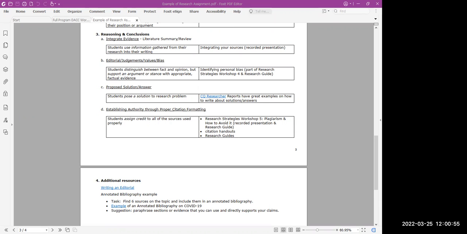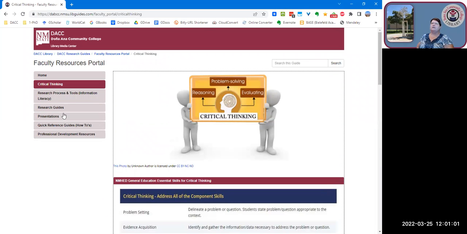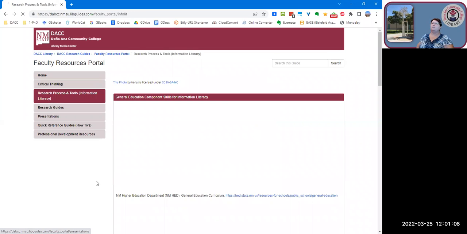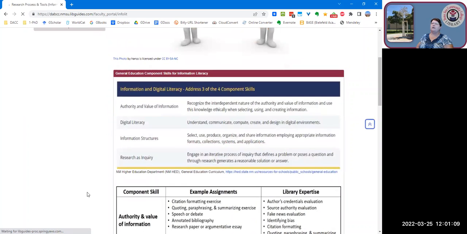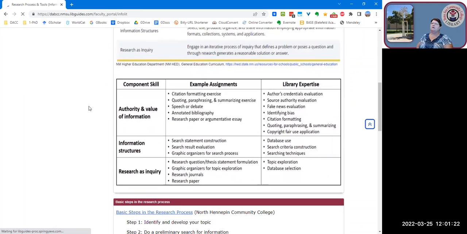All right, going back to our portal, our website. The next section is information literacy, the research process and the tools. Again, we have taken the basis for this from the information digital literacy skills that New Mexico Higher Ed Department has created. We have a similar table as to the critical thinking. Here are the 3 skills that relate to information literacy. The other one has to do with digital literacy.